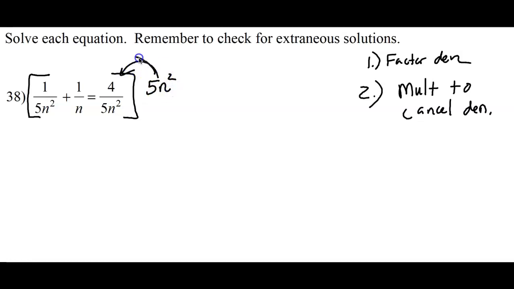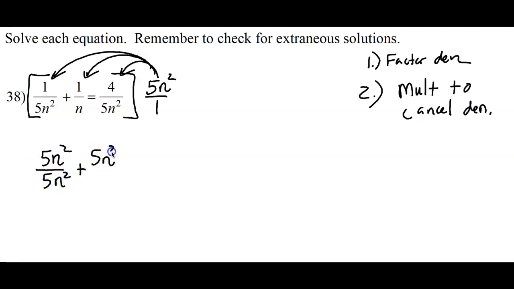And I'm just going to distribute this. Now when you're doing this, we're only going to multiply it on the top because I'm thinking of this as 5n squared over 1. So it's only going to go to the top. It's not going to affect the bottom. So I'm left with 5n squared over 5n squared here. 5n squared over n here. And 20n squared over 5n squared here.